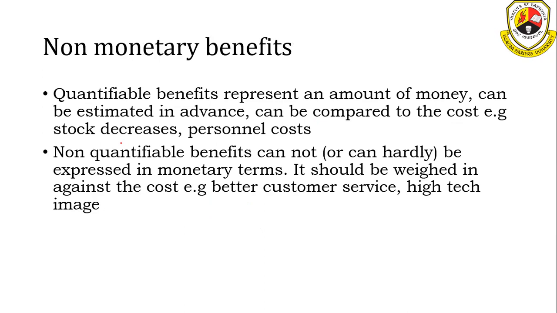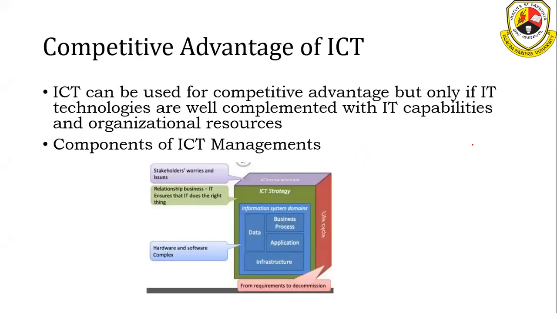However, there are also benefits which are non-monetary. These are non-quantifiable, but still they must be brought out. If you can't express them in monetary terms, you can express them in other terms. For example, if a system brings better customer service care or gives a high-tech image, then this must be brought out clearly. When you're seen to be tech savvy, some people tend to trust you more than when you're manual, that kind of thing.